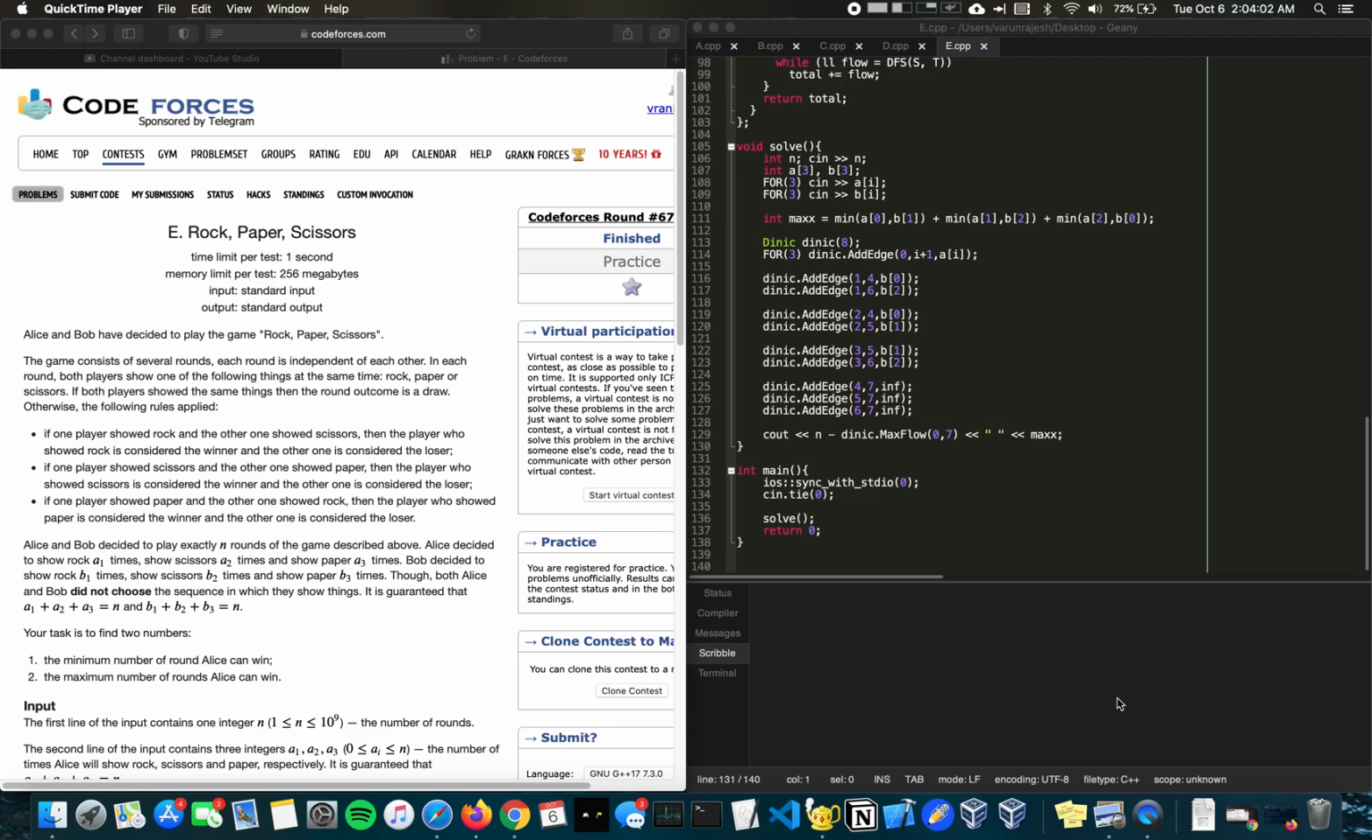In this problem, Alice and Bob play n games of rock, paper, scissors, and we know the number of times Alice and Bob play rock, paper, and scissors. And from these numbers, we want to find out the minimum number of rounds Alice can win and the maximum number of rounds Alice can win.